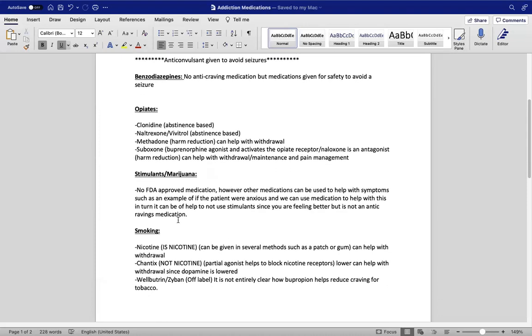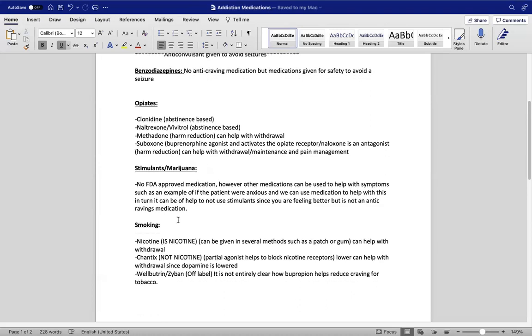All right, now moving along to opiates. So clonidine is considered abstinence-based. Clonidine is an old school blood pressure medication. I've not seen it used really for blood pressure in a very few times. But it can help with withdrawal from opiates. Personally, and I'm just speaking from experience, it's not always the most effective. It can work better for some than others. It does not ignite dopamine in the reward pathway.